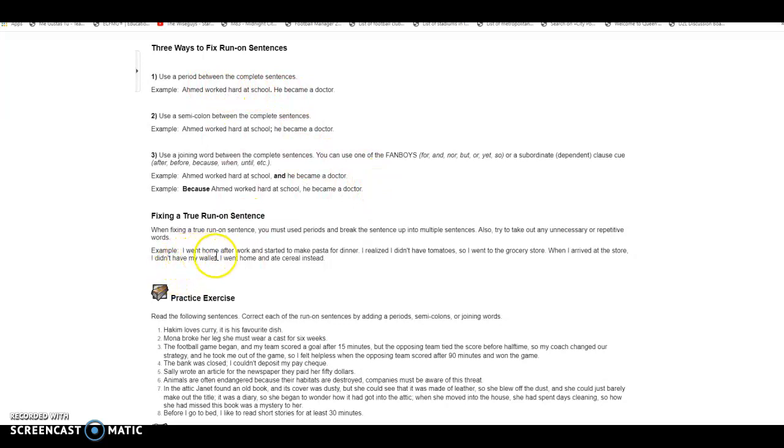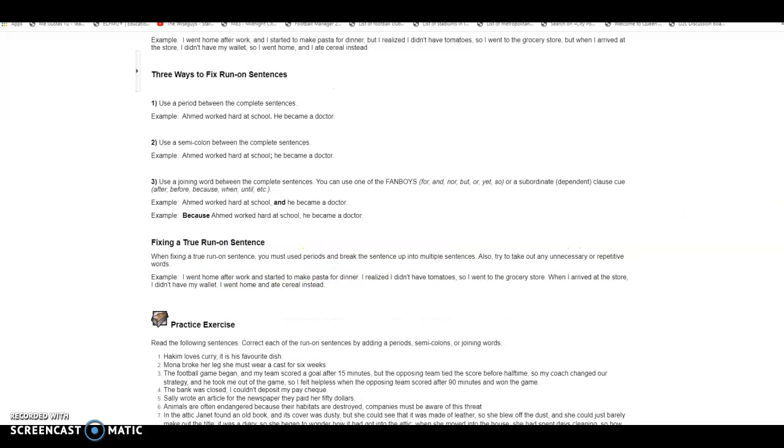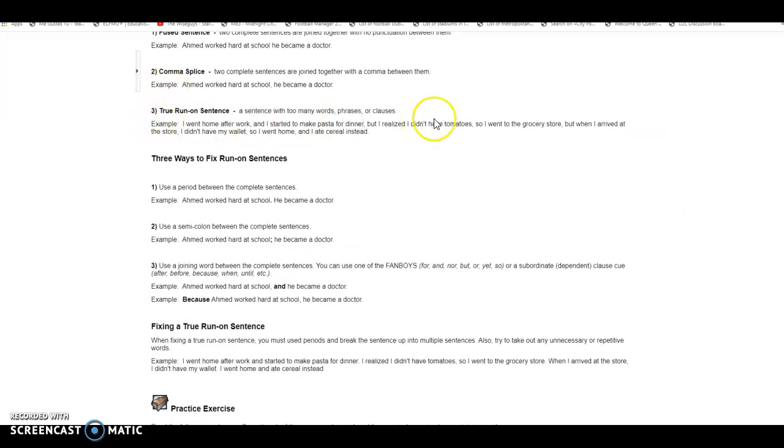So if you look here, I went home after work and started to make pasta for dinner, period. I realized I didn't have tomatoes, so I went to the grocery store, period. When I arrived at the store, I didn't have my wallet, period. I went home and ate cereal instead, period. So we've taken this true run-on sentence and turned it into 4 proper sentences. So that's how you'd fix a true run-on.